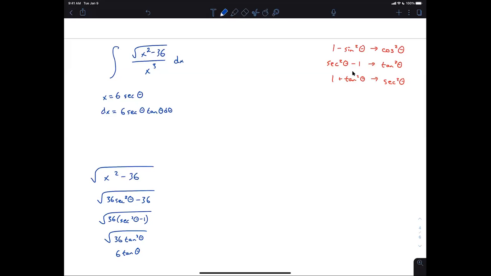All right, so then the square root gets replaced with 6 tangent theta. The x gets replaced with 6 cubed secant to the third theta, because it's x cubed. And then the dx gets replaced with 6 secant theta tangent theta d theta.